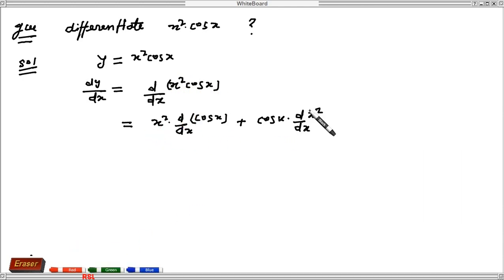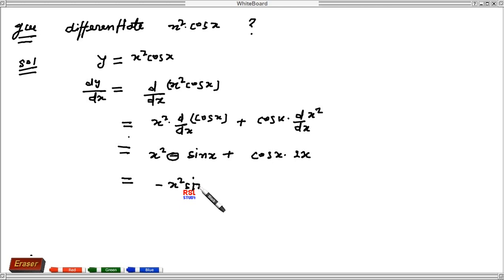So now it is very simple. The differentiation of cos x will be minus sin x and x square will be 2x, cos x into 2x. So minus x square sin x plus 2x cos x. So hence when y equals x square cos x, then dy by dx will be like this.